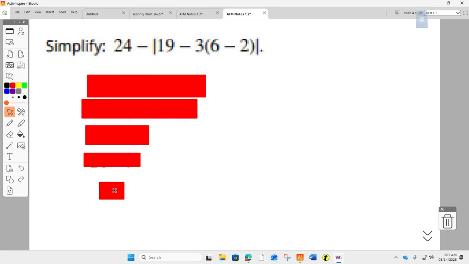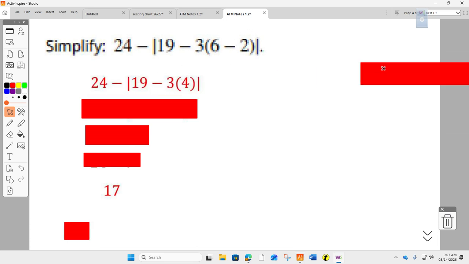What'd you get? Anybody get something different? All right, so let's look at the steps. We're going to do the innermost grouping symbols first. So 6 minus 2 is 4. We've replaced 6 minus 2 with 4.